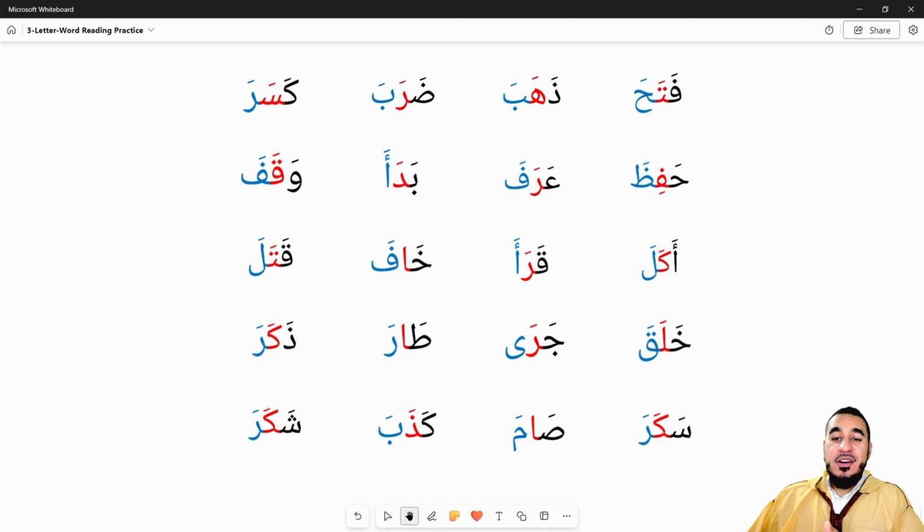I want you now to unsuspend the deck for the 3-letter words and just keep practicing reading those 3-letter words until you get really fluent with them, okay? Until it becomes like second nature reading these words. These 20 words that you can see here are actually also in that deck. And in that deck, there are 100 3-letter words, okay? So if you just keep practicing those 3-letter words, then you'll be ready to move on to the next video.